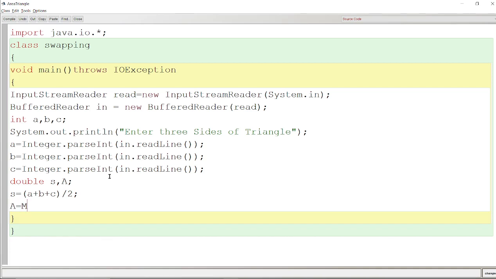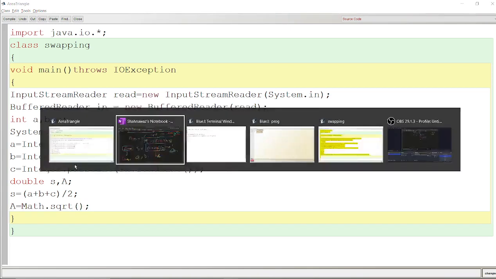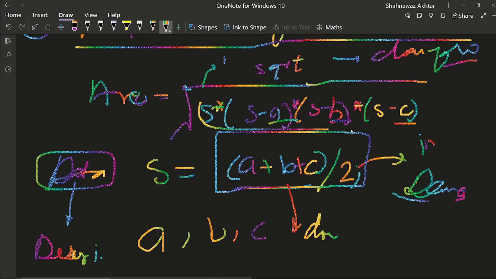So how to use the Math class? Just import and use the Math class like this, Math, and in that we are using the function square root for calculating square root. We have the function sqrt, and it returns the value in double format. It takes a single variable. What is that single variable? It is this expression's value.